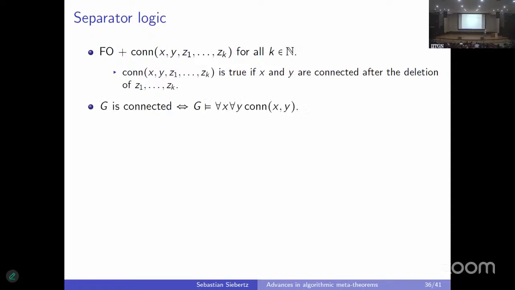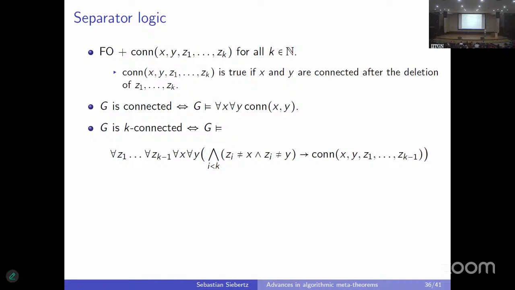What can I express? For example, the graph is connected. I can just say for all X and Y, they are connected, deleting nothing. The graph is K-connected: for all K minus 1 vertices that I delete, all other vertices are still connected. This is exactly the definition of K-connectivity, which I can then formulate with separator logic.